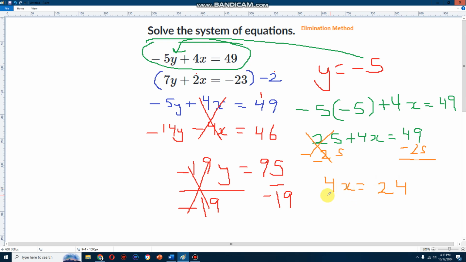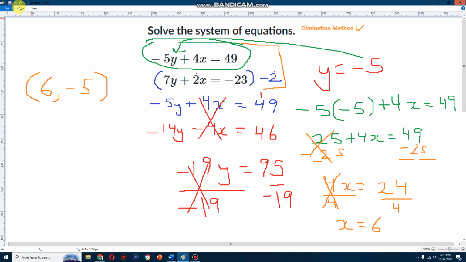4 needs to go. Divide by 4 on the left side. Divide by 4 on the right side. Cancels out. X is free. 24 divided by 4 is 6. There we go, kids. We have solved the system of equations for these two equations using the elimination method. And we found that the final answer is x is equal to 6 and y is equal to minus 5.